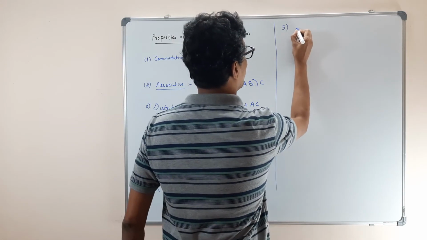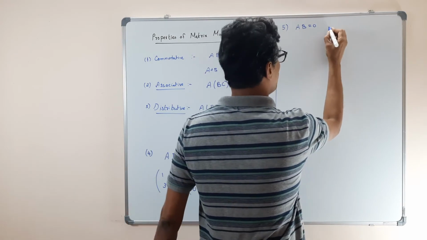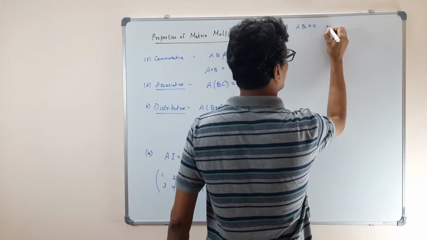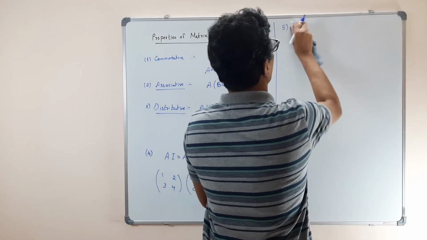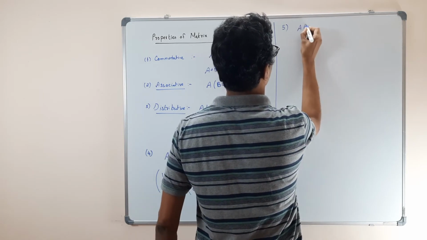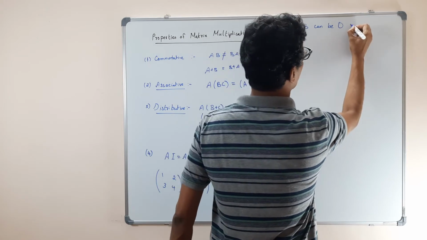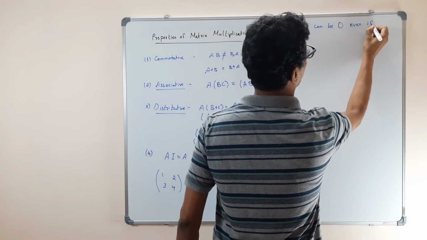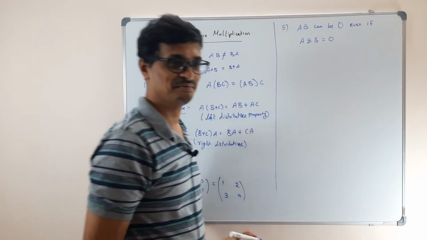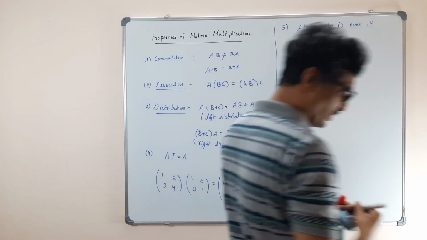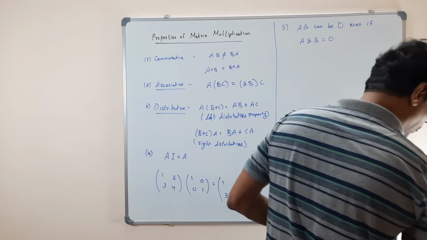AB can be equal to 0, a null matrix, even if A and B are not equal to 0. Okay, and the example is a very easy example. You can do it with many examples. You can pick up some numbers.